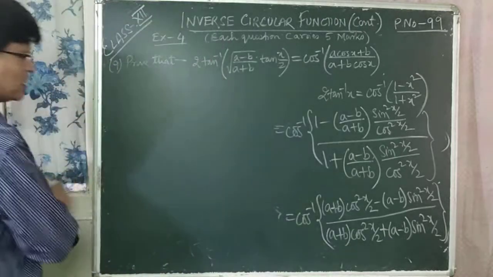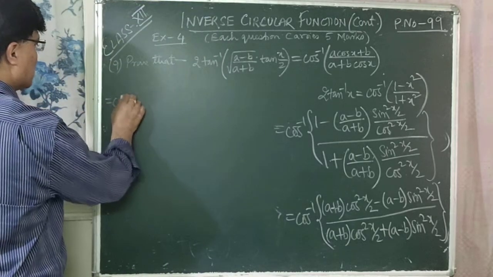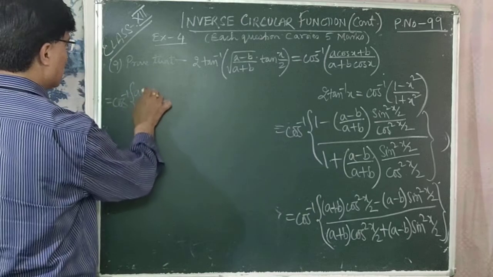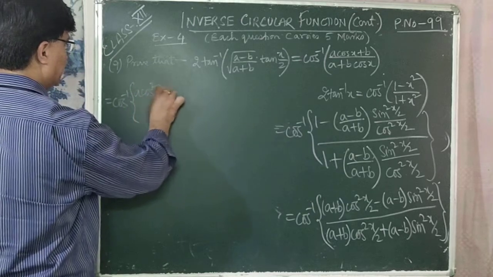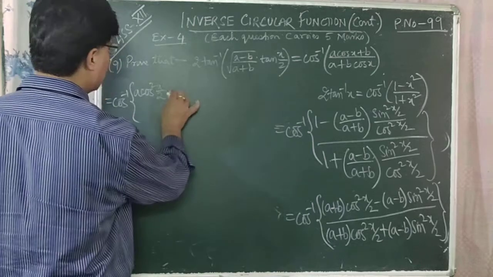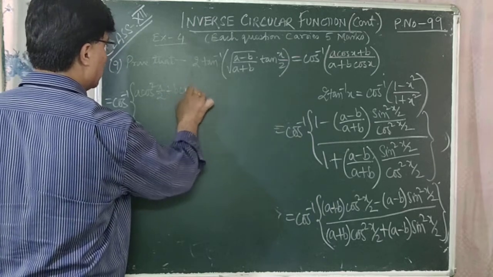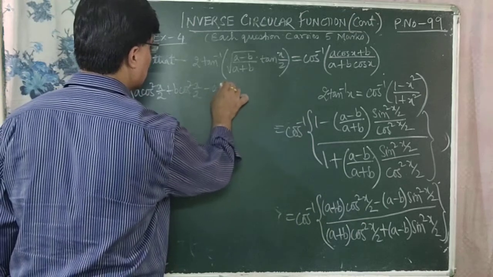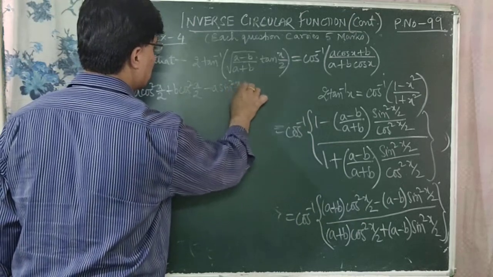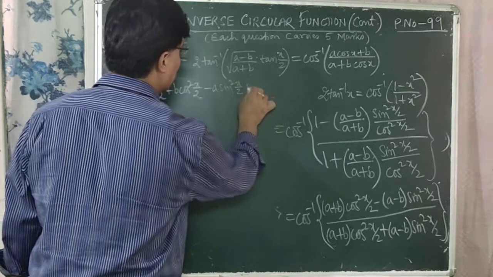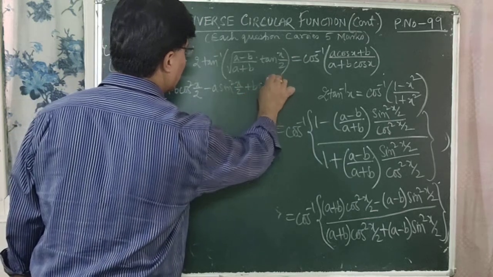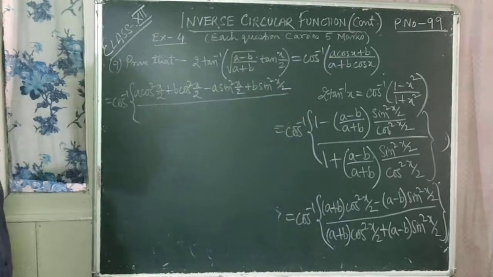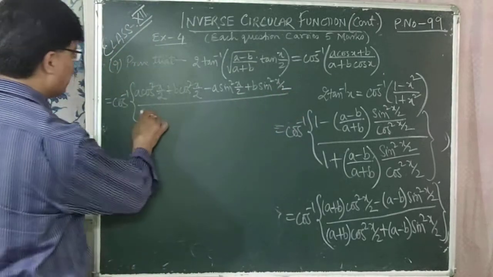So let us simplify it. It is equal to cos inverse within second bracket. Let us multiply them. A into cos square x by 2 plus b cos square x by 2 minus a sin square x by 2 minus into minus plus b sin square x by 2, right? Whole divided by. Similarly, simplify the denominator.